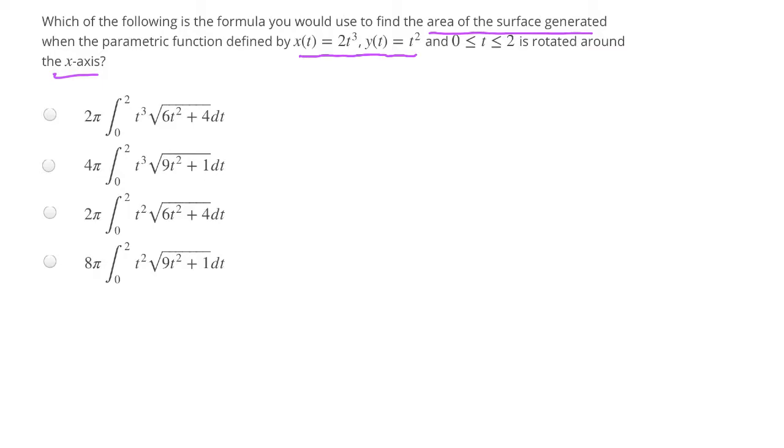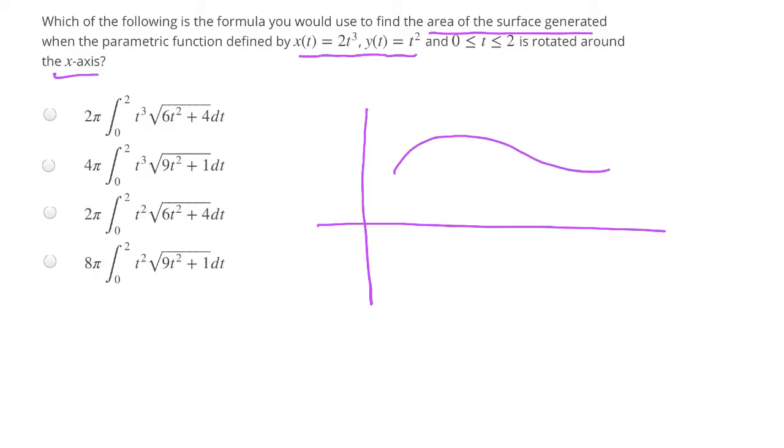So basically the idea is that anytime that we've got a curve that we're rotating around the x-axis, our curve could be doing something like this. And as we rotate that curve around the x-axis, we're really going to get something that maybe has a shape that looks something like this.